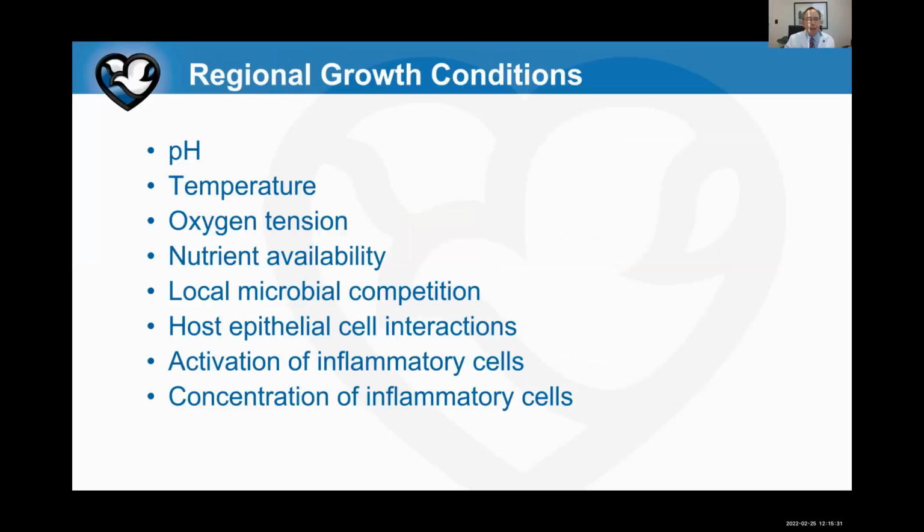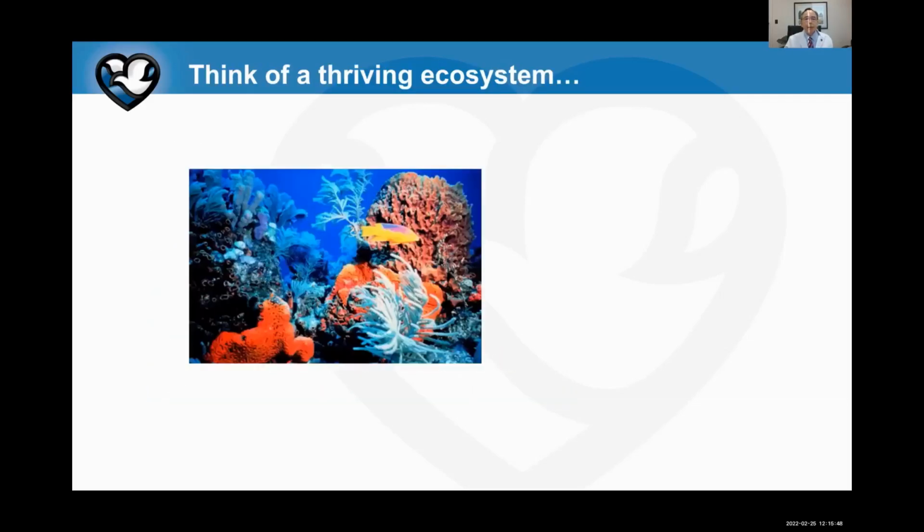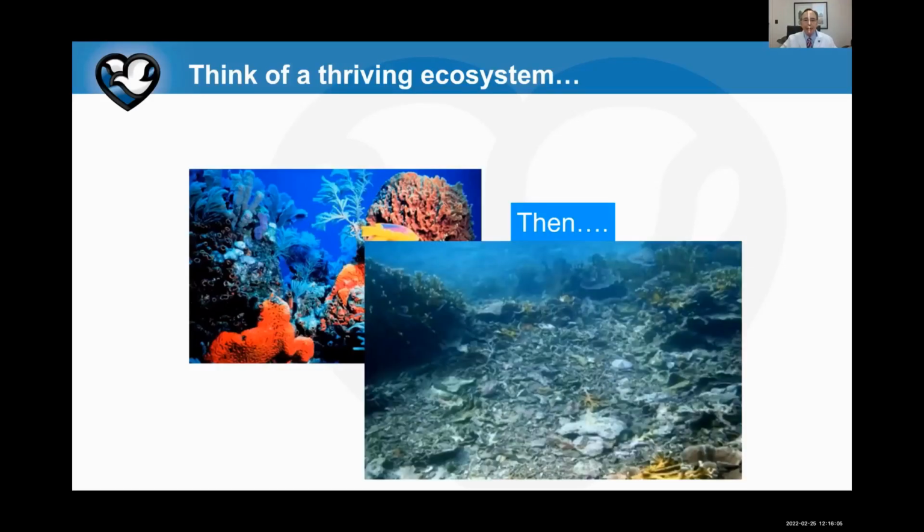It's important to always take into consideration so-called regional growth conditions. Any little change, such as in the pH, temperature, oxygen tension, and so on, can profoundly impact the microbiome. Think of a thriving ecosystem. Here, a coral reef, as shown here, and then a change in temperature by several degrees will lead to a blanching of that coral reef. That increased temperature, with or without toxins, will drive the algae out of that coral plant. Now, the coral plant's still alive, but as you can see, it's not a very healthy coral plant.